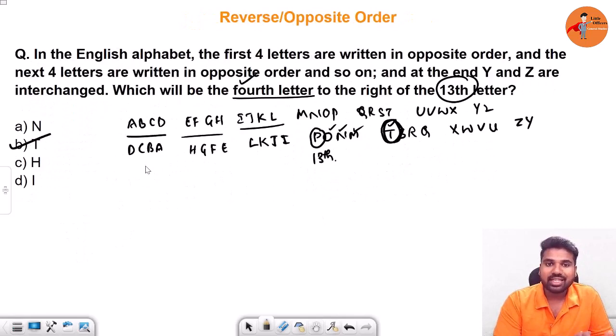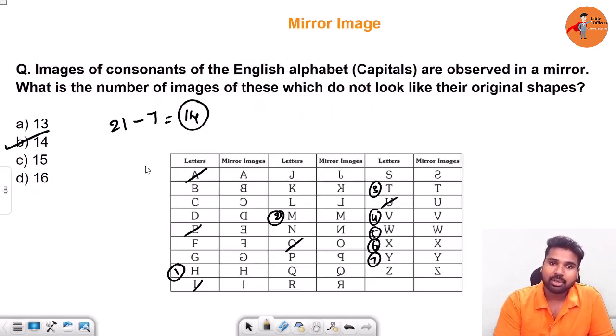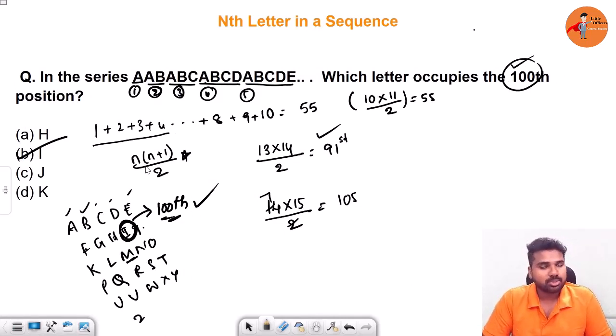So these are all the different types of questions so far asked in the CSAT in this particular segment. I hope it is useful. If you are getting any doubts, just put it in the comment section. I'll resolve each and everything.